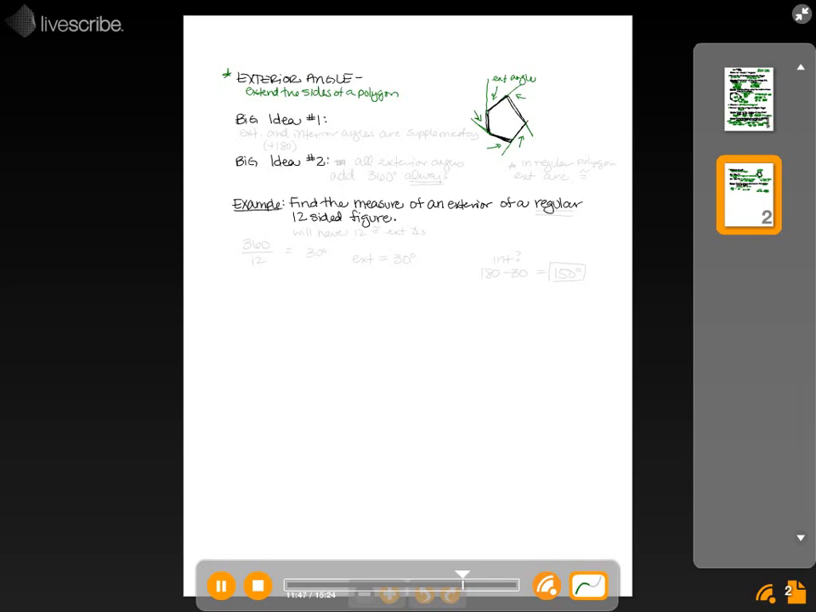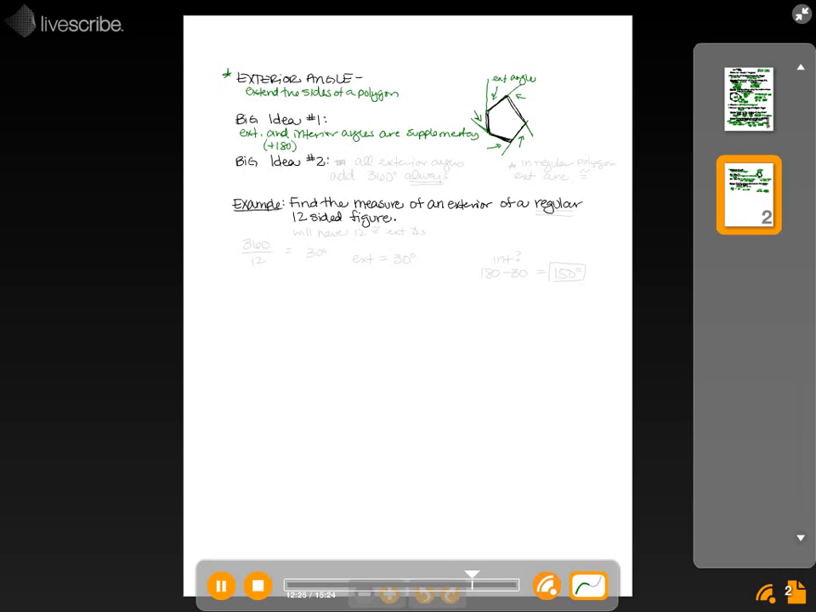And when we have exterior angles, there's two ideas that we need to know. First one is that exterior and interior angles are supplementary. And if you remember back to last semester, supplementary means that they add to 180. Alright? So if we know the interior angle, we could just do 180 minus the interior angle to give us the exterior. They always add to 180. They're always supplementary. One interior and one exterior.